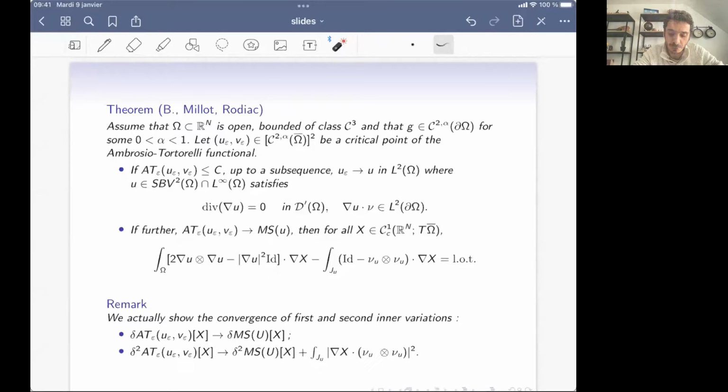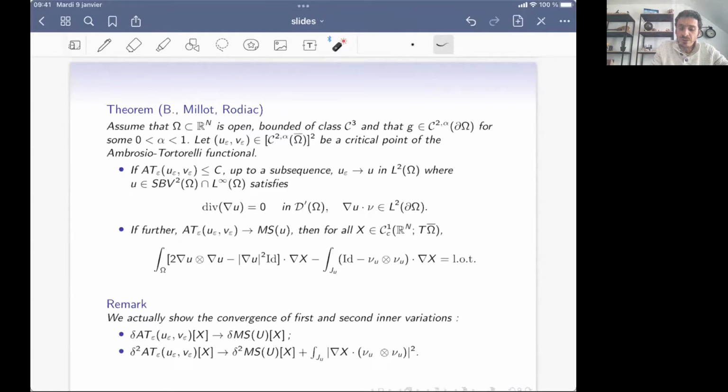I should also consider boundary conditions, but I won't speak about that. Assume that you have a smooth enough critical point of the Ambrosio-Tortorelli functional whose energy is uniformly bounded. Then you first converge to a limit function U, which is of class SBV2, which satisfies almost the outer variations in the sense that its approximate gradient is divergence free. But unfortunately, we don't know whether or not the normal derivative is equal to zero.